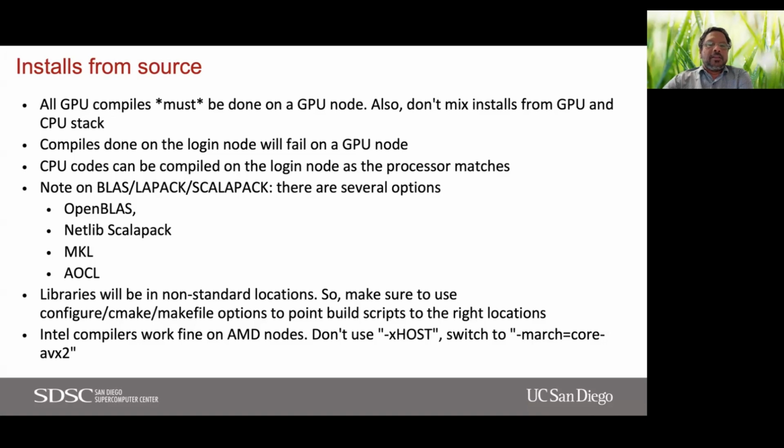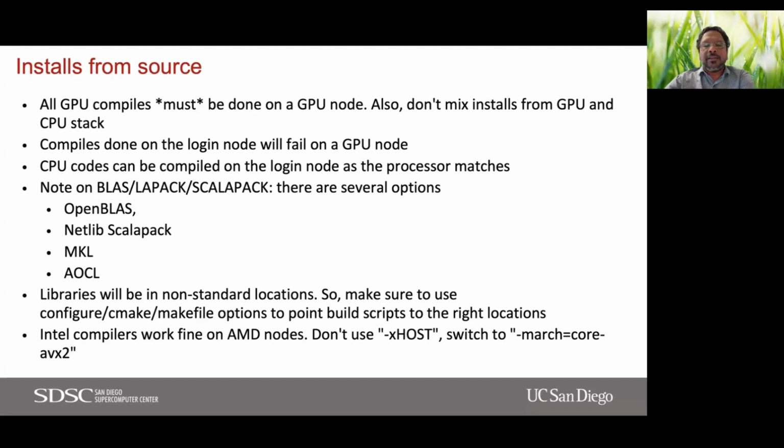And then one last caveat, the Intel compilers will work fine on AMD nodes. As I said, sometimes they're faster. So that's all fine, but don't use the -xHost option if you're using Intel compilers. This is because the Intel compiler doesn't detect the AMD Rome processor correctly, and then it'll end up being really slow because it optimizes for some very generic CPU instead of an AVX2 supported CPU.